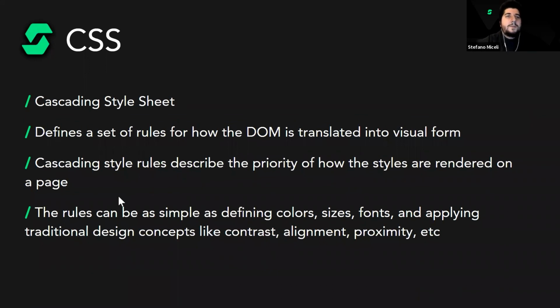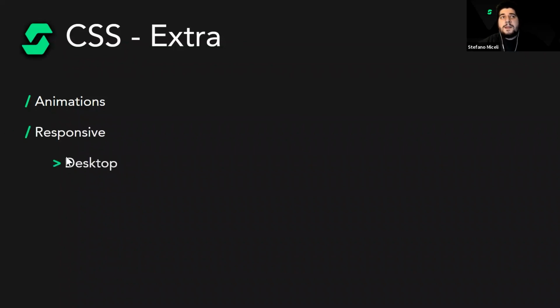The rules can be as simple as defining colors, sizes, fonts, and applying traditional design concepts like contrast, alignment, and proximity. Whenever we want to transition from our blank page with basic text, we need to use CSS in some way. The new CSS 3 also gives us the ability to add native animations, which is really cool. So transition animation, and being able to make the website responsive, which means that it will scale from desktop to mobile to tablets with ease.